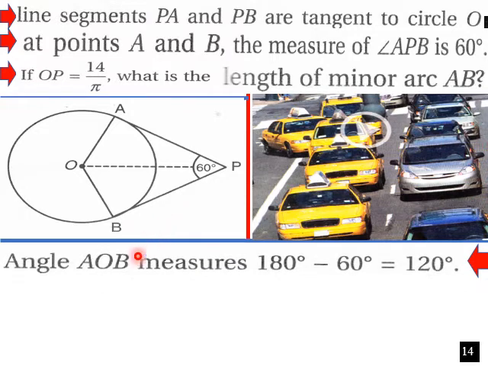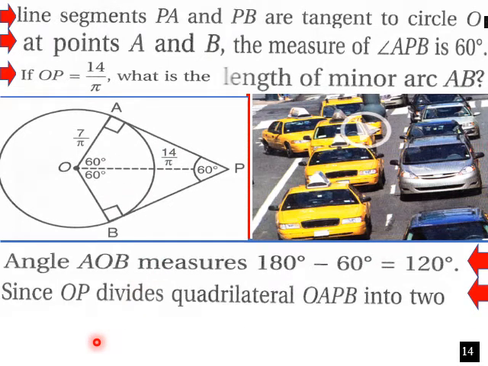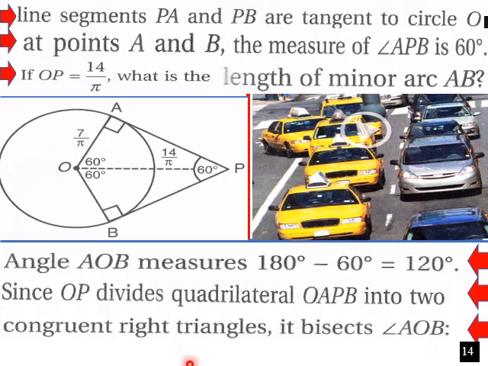Angle AOB measures 180 minus 60, which is 120. So this angle measure here is 120. Since OP divides quadrilateral OAPB into two congruent right triangles, it bisects AOB. So we bisect here, and these are 60s. And then this is going to be bisected too. So this is a 30-60-90.